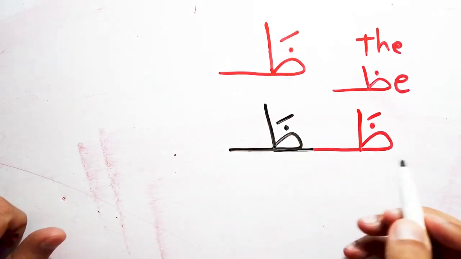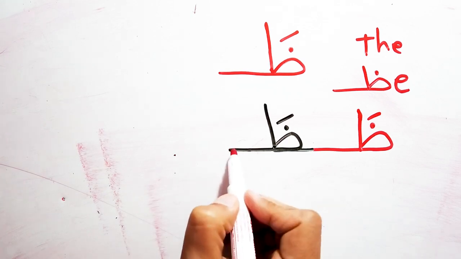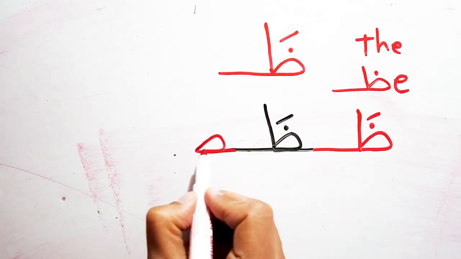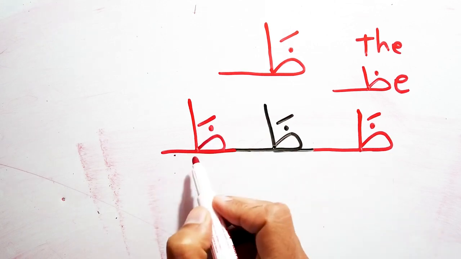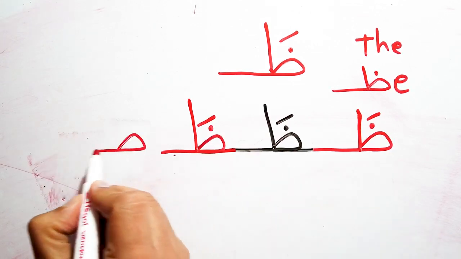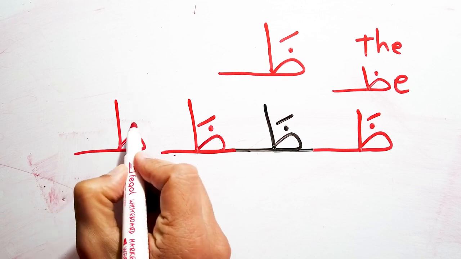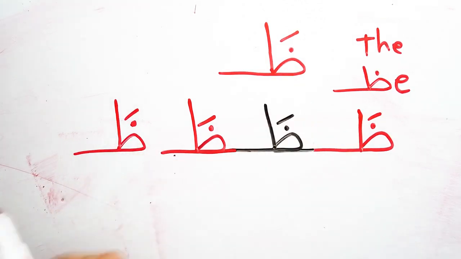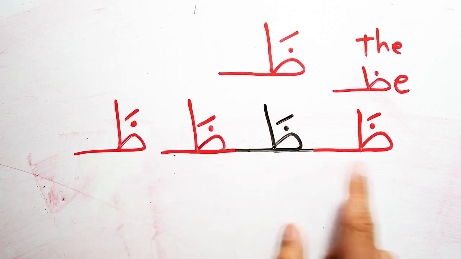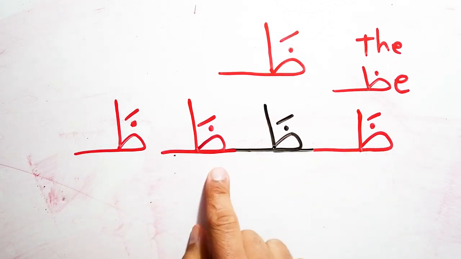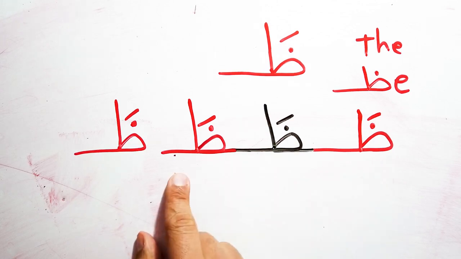Vo, vo, vo. And vo in the end of the word. In the end of the word, it can be like this too. Vo, like this one when it's connected, and this one when it is separated.